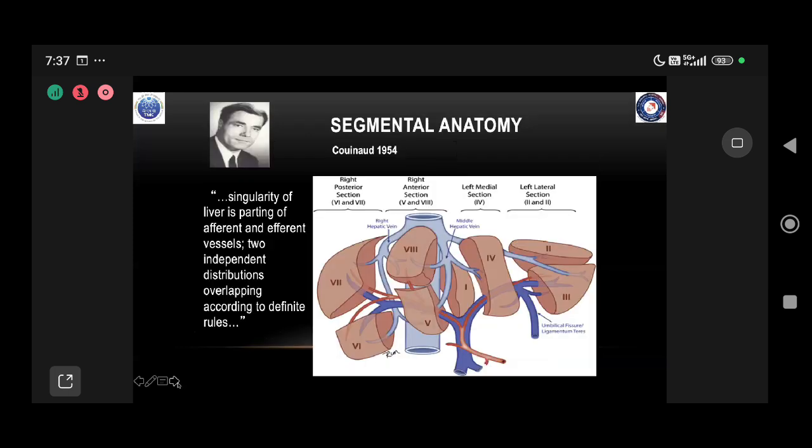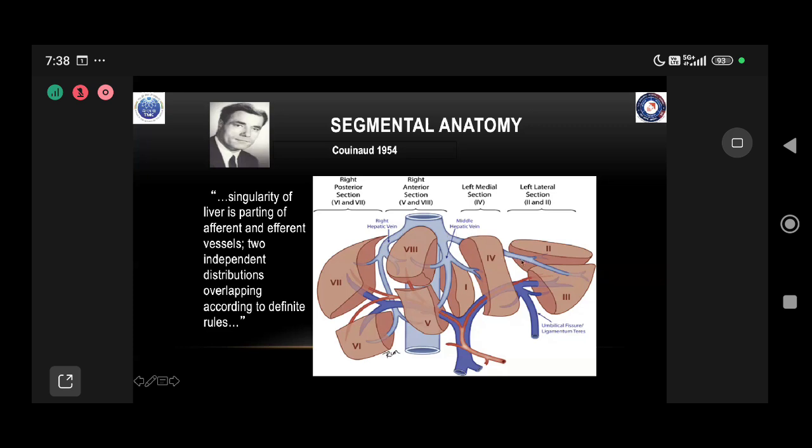So we know that Couinaud was the person who described segmental anatomy, and he used the basis of what we call sections to divide the liver into 8 portions that had their independent inflow and outflow. These were divided mainly based on hepatic veins. So as you can see here, this is the cava, and these are the hepatic veins which divide the liver.